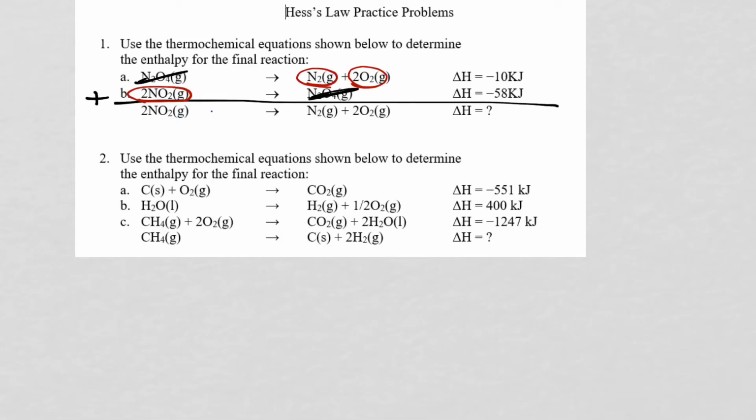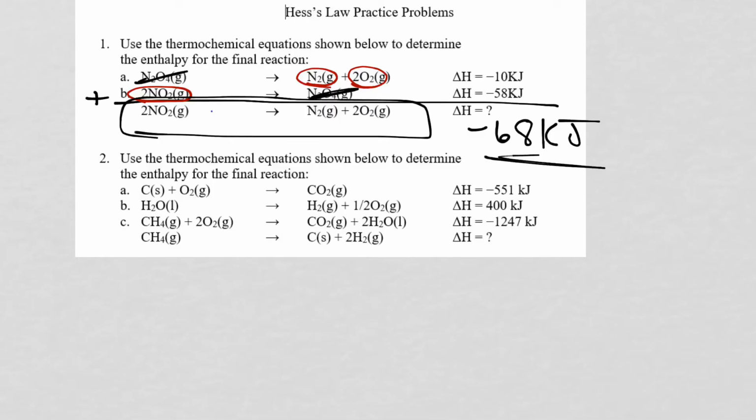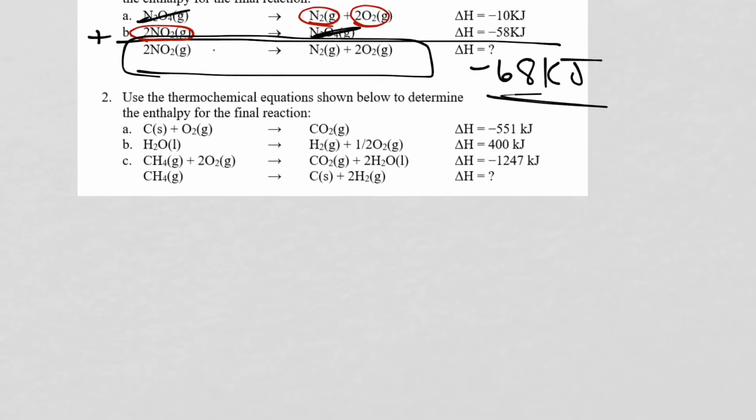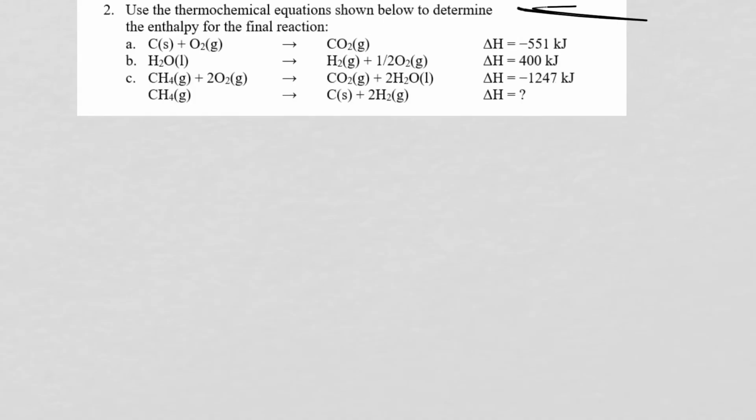And so when you add together, you end up having 2NO2, you have the N2 that gets brought down, and the 2O2, which means that then all you have to do, because you're adding the 2 reactions together, is add their enthalpies together right here. So your answer to this is as simple as negative 68 kilojoules. And so that is the enthalpy for this reaction. Okay, so let's move on to this one, because this one actually has a little bit more involved in it.